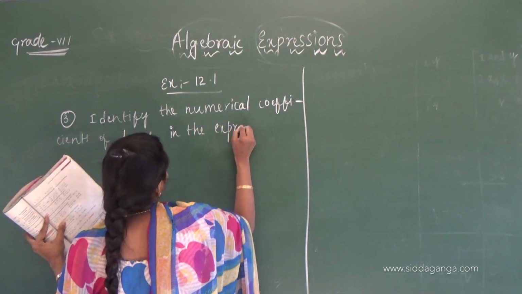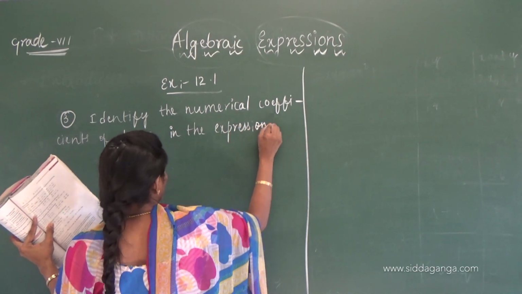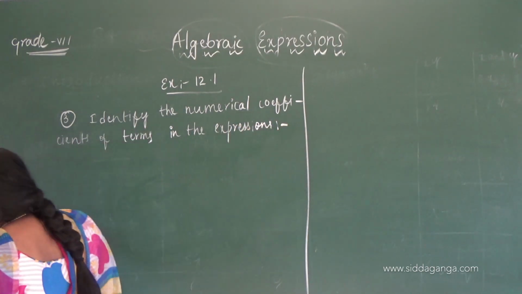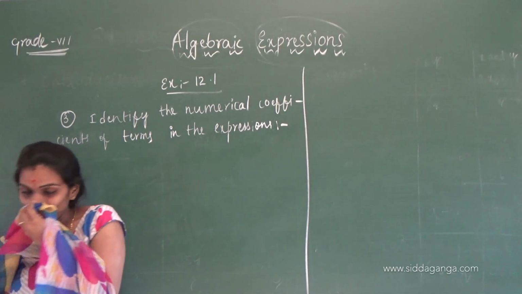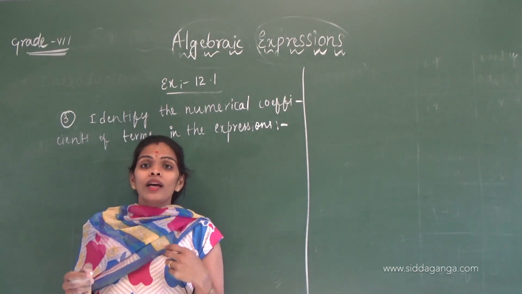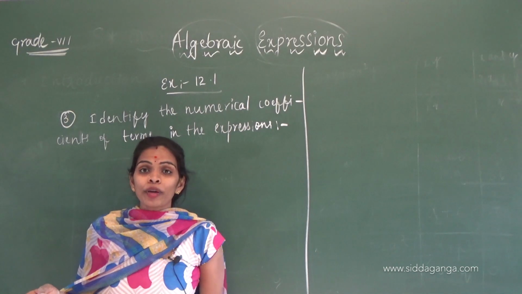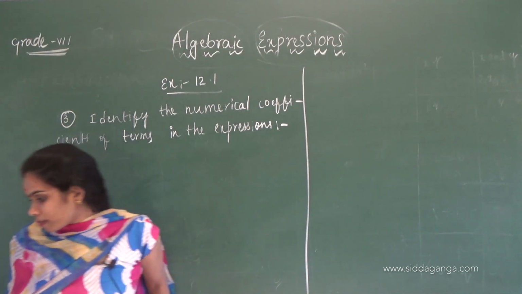In the following expressions, here they are giving some expressions. We have to find the numerical coefficient, that means the numerical part of a term.